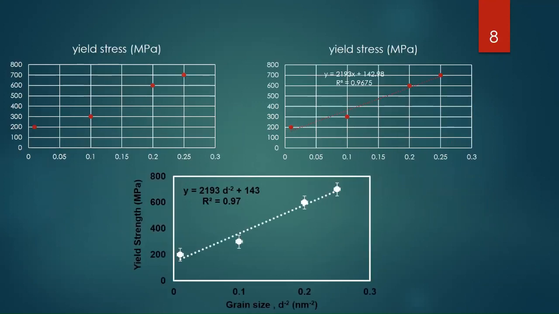Let us go further. Aha, now the horizontal axis is the grain size, with units, and the vertical axis is the yield strength. Now that makes sense. We can see that if we give the grain size to this equation, we can get the strength.